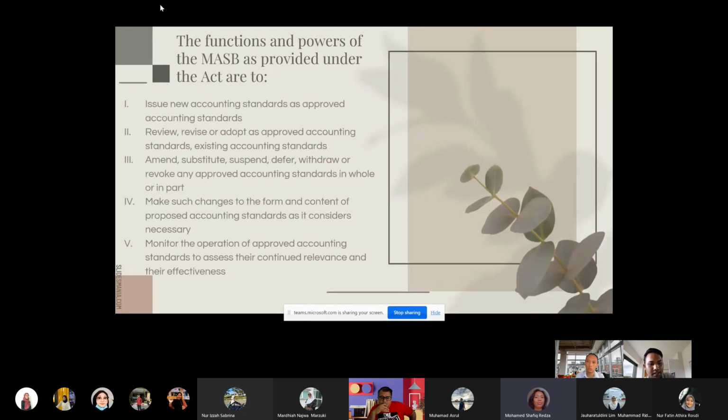Okay, next slide is the functions and powers of the MASB. Sebenarnya banyak tapi saya sediakan 5 saja. First is issue new accounting standards as approved accounting standards. Second, review, revise or adopt as approved accounting standards existing accounting standards. Third, amend, substitute, suspend, defer, withdraw or revoke any approved accounting standard in whole or in part. Fourth, make such changes to the form and content of proposed accounting standards as it considers necessary. And lastly, monitor the operation of approved accounting standards to assess their continued relevance and effectiveness.